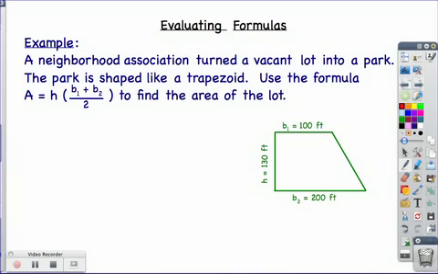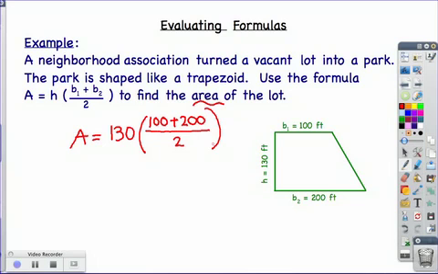Now to follow the order of operations, I start in the parentheses. In the parentheses, we have addition and division. In this case, we actually begin with addition. When it's written as a fraction like this, it means we simplify the numerator, then we simplify the denominator, and finally we divide or reduce. So 100 plus 200 is 300 over 2.